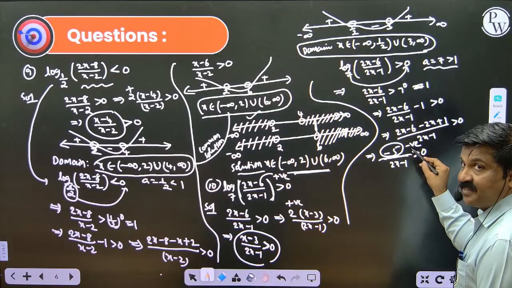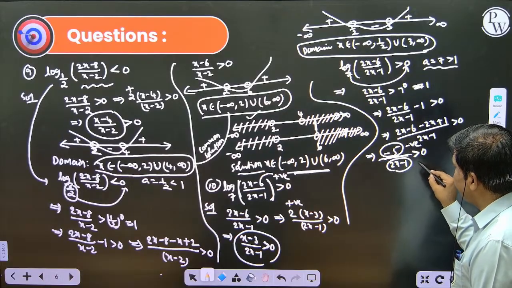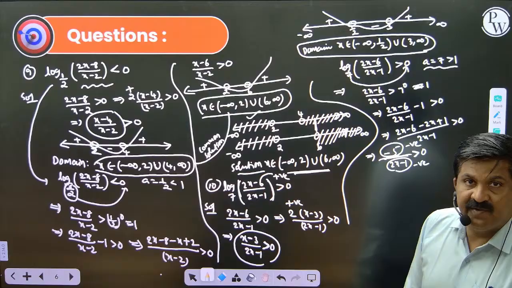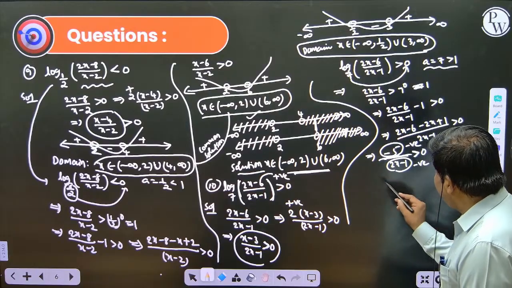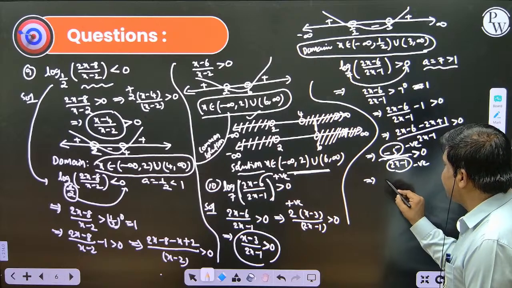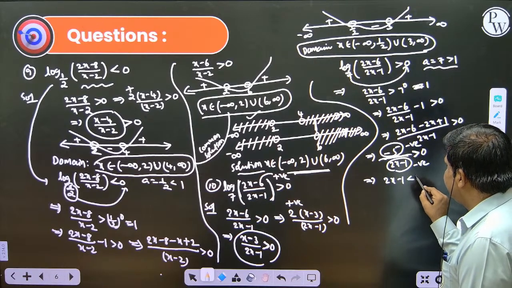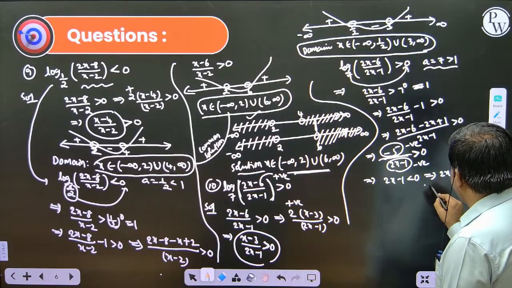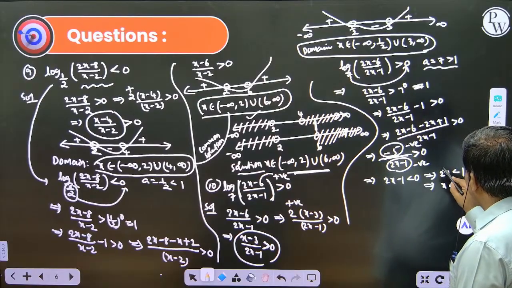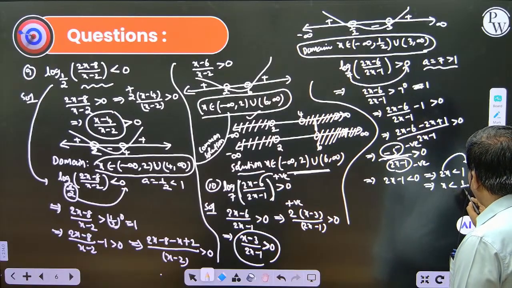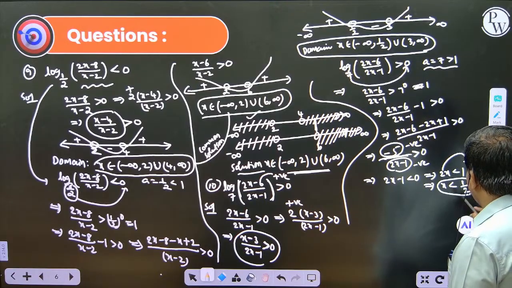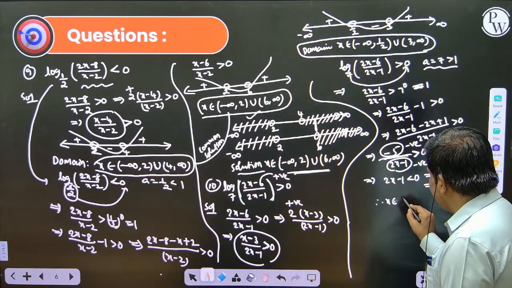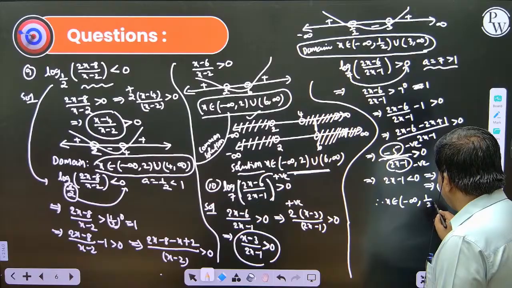The result should be positive, but here the numerator is negative. If the denominator is also negative, then negative by negative is positive. So it implies 2x minus 1 should be less than 0. That implies 2x less than 1, and whatever number I am shifting to the other side is positive, so the inequality will not change. Therefore x belongs to minus infinity to 1 by 2.